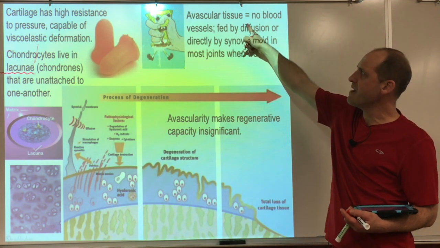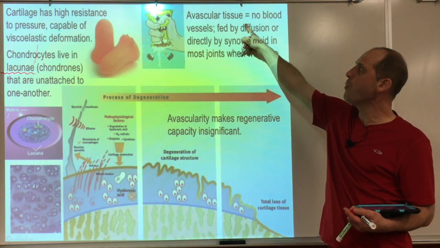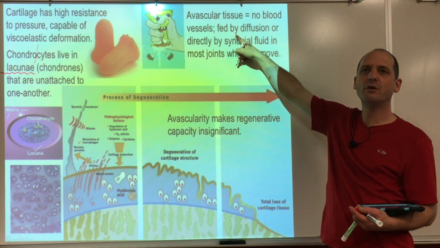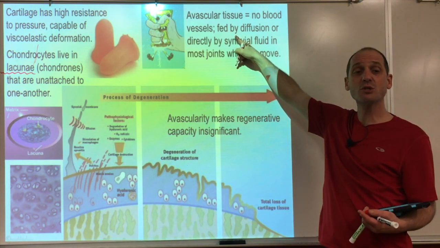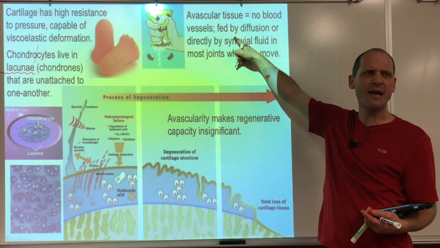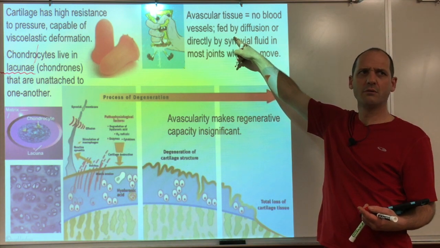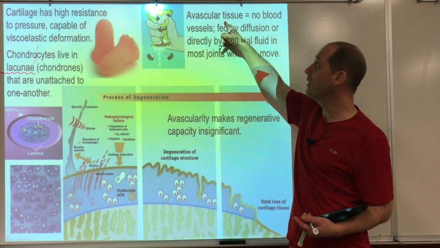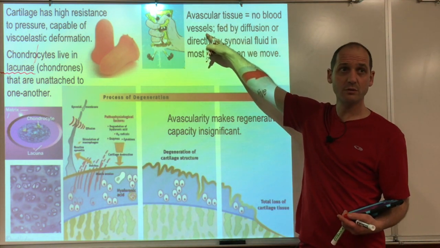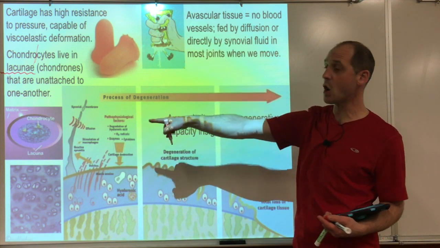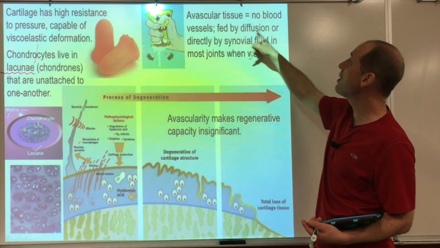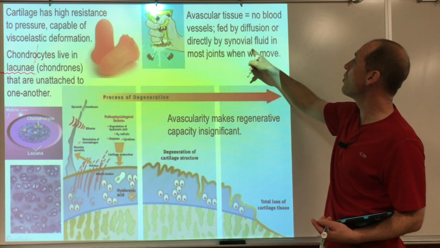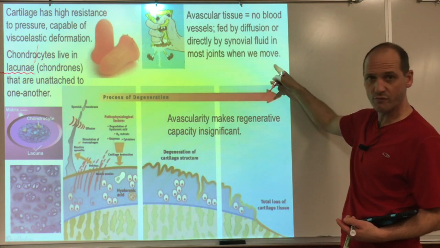cell. Cartilage is avascular. No blood vessels go there. That's what avascular means. That makes sense. If you have blood vessels going to the knee cartilage and you're always walking on that, you're bleeding all the time. That would be bad. However, no blood, no food for the cartilage cells. They're going to starve. We don't want that. So they are fed by diffusion or directly by synovial fluid in most joints when we move.